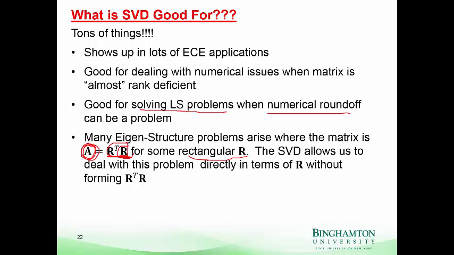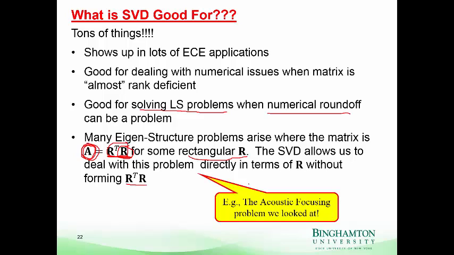So even though I was telling you by hand to form this matrix and do an eigenvalue analysis to find the singular vectors and singular values, that's not how a computer would do it. A computer can actually find the singular value decomposition directly in terms of R without actually forming this. So first of all, it saves us all this computation. If R is a big matrix, we don't have to form that. We can just work directly with R.